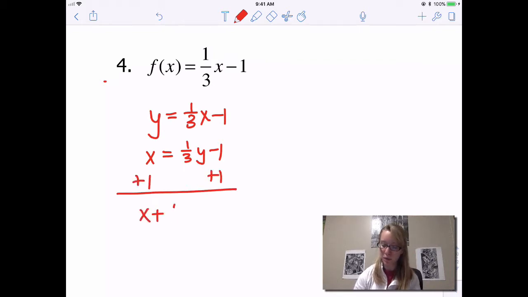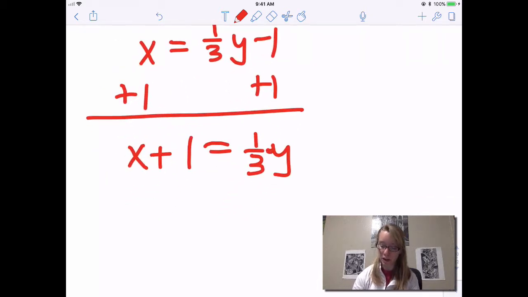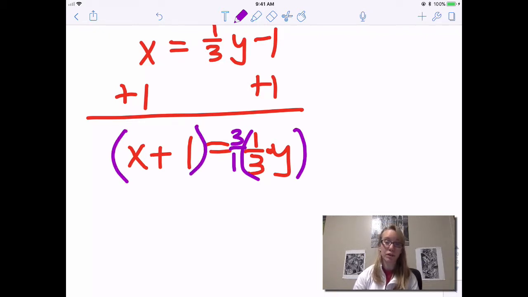I have x plus 1 is equal to 1/3 y, and really I want to get rid of the 1/3. I want to get y by itself. So to get rid of the fraction, I can multiply by the reciprocal. So the reciprocal of 1/3 is 3 over 1. So I'm going to multiply both sides by 3. I want you to notice that I put these parentheses because that 3 has to multiply to the whole side.